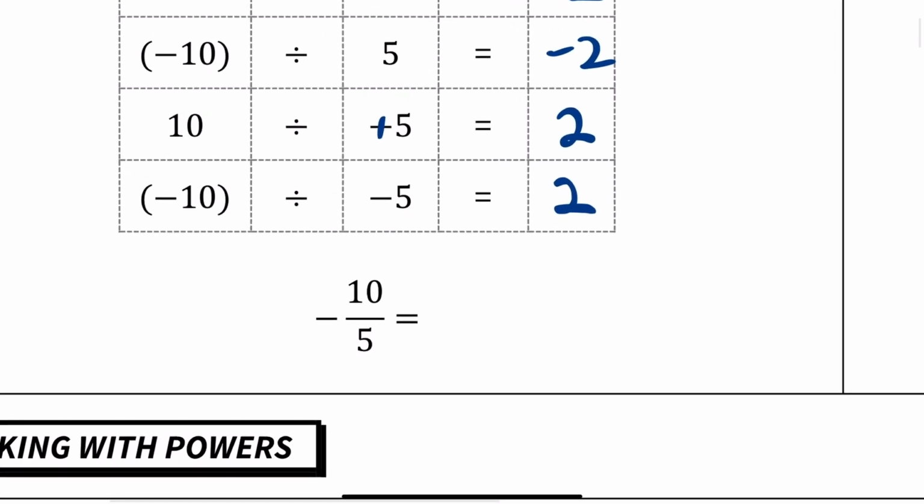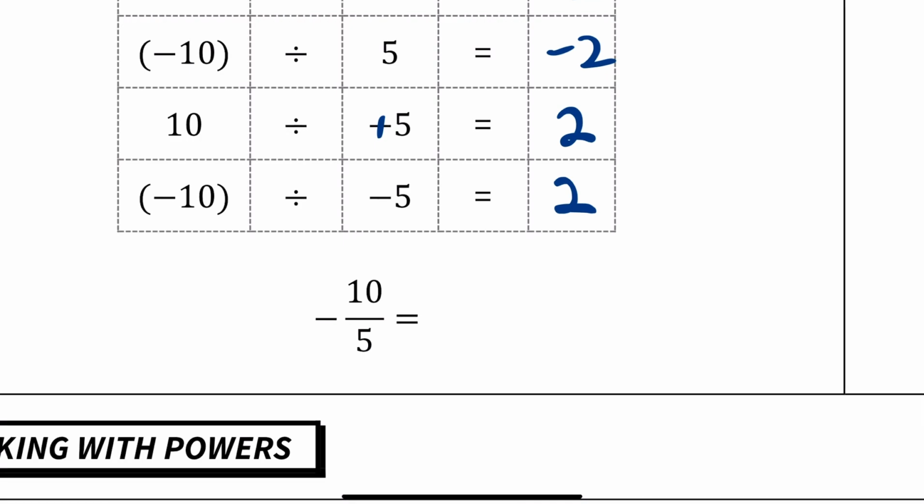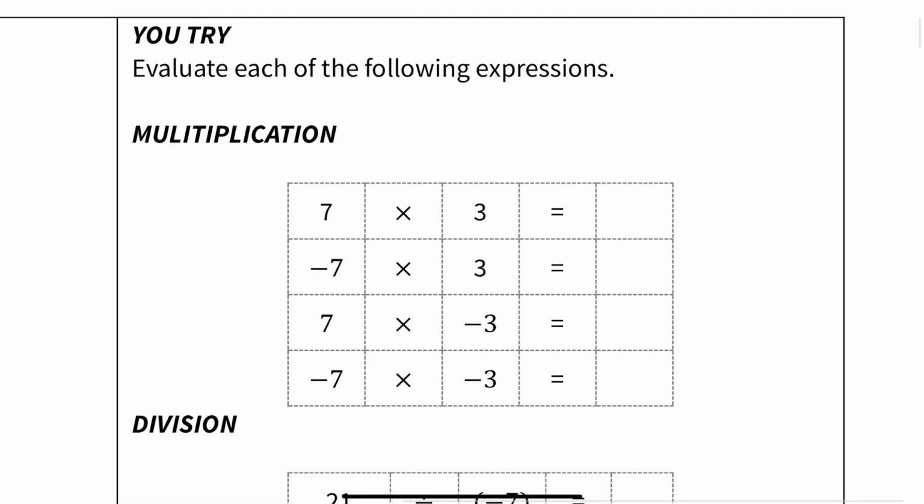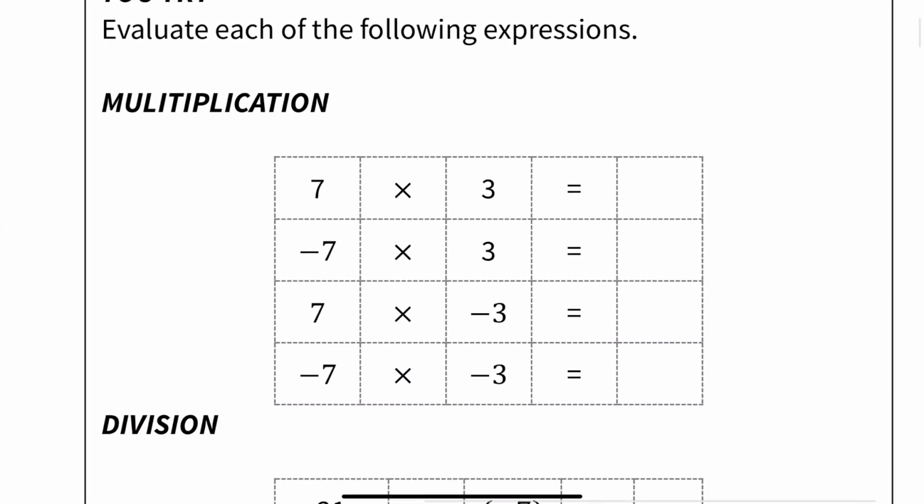Sometimes when we're dividing numbers, it's written as a fraction. This says 10 divided by 5, and there's a negative in front. So there's a negative. 10 divided by 5 is 2. So negative 2 is the answer. So just remember, a fraction also means division. Okay? Sometimes we forget that. So here I want you to try yourselves answering these questions. So pause the video, try them out.